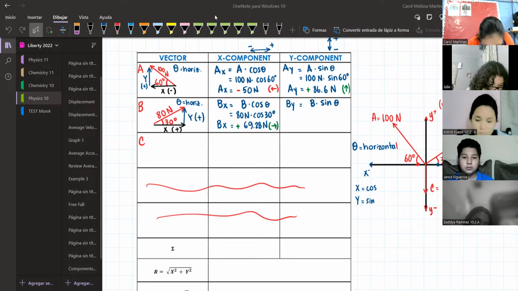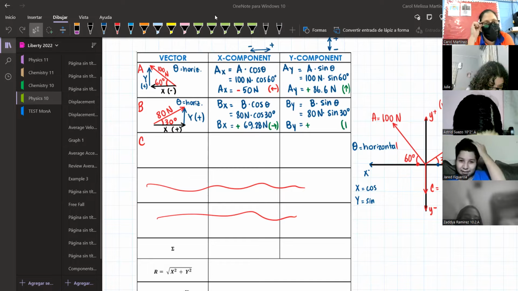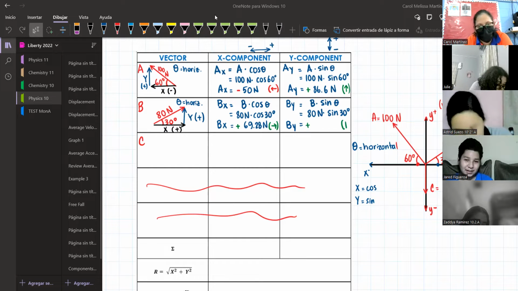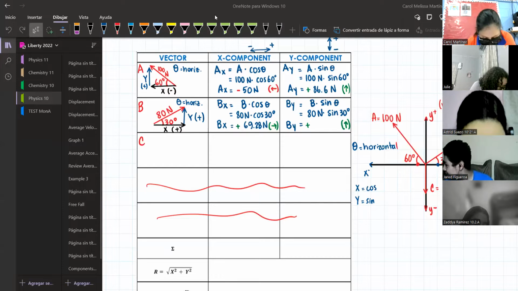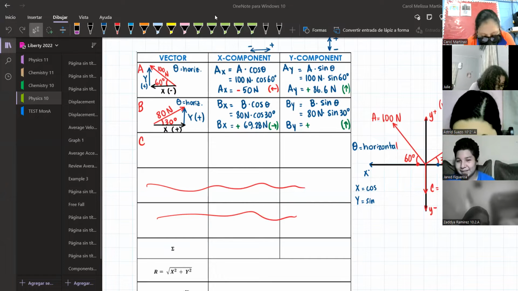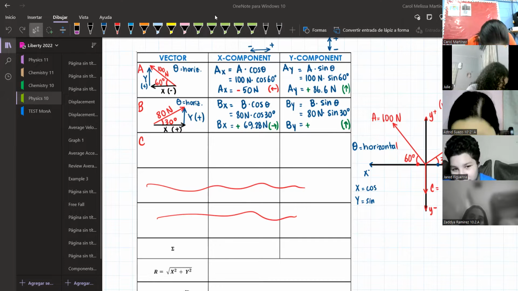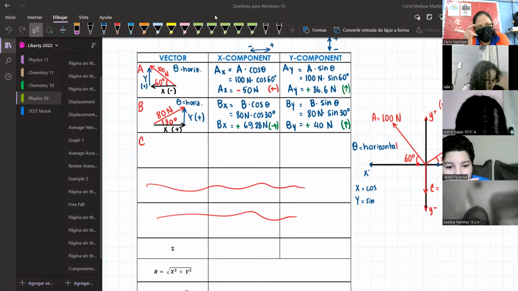Now we calculate By. By is 80 Newton times sine of the angle. How much is By? Positive 40 Newton. Thank you, Carmen. Okay, very good. Now, we finished the second vector.